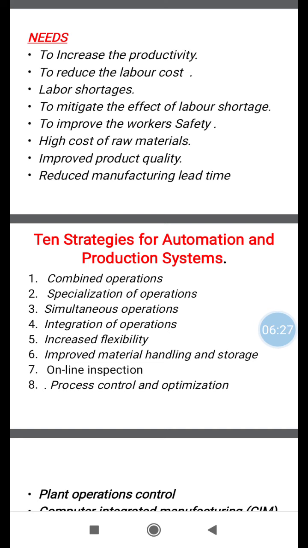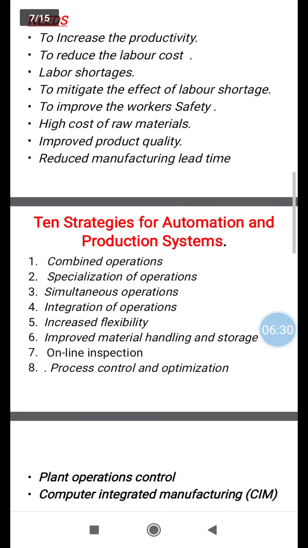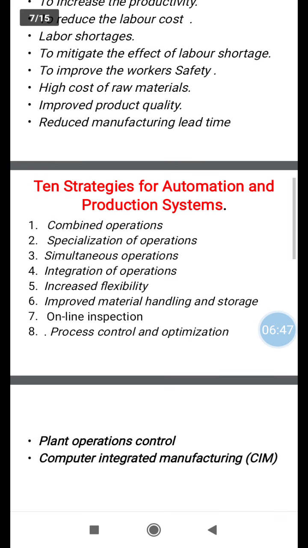Next one, online inspection. As compared to the traditional type of manufacturing, instead of using offline inspection, here we use online inspection. See, what is the advantage of online inspection? It means when your work is in process, we can inspect the same work with some software systems. That is the online inspection.